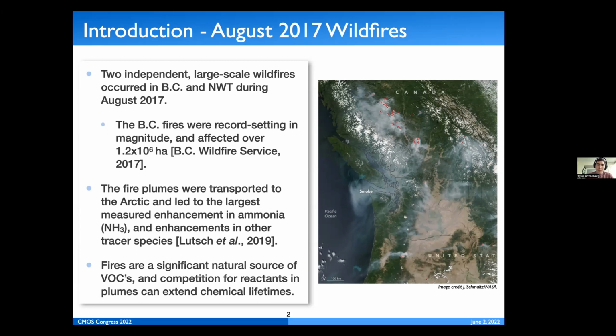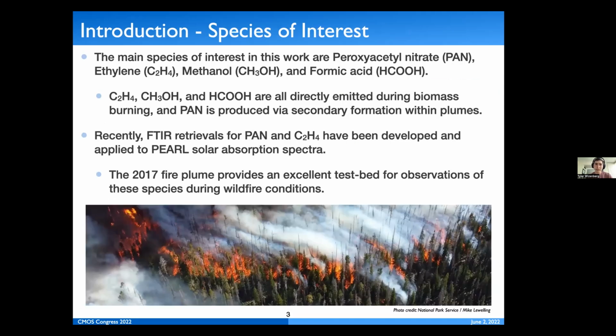So fires are a pretty significant natural source of VOCs, and competition within these smoke plumes for reactants can basically extend their chemical lifetimes, allowing them to be transported over much larger distances than they usually would be able to. So the main species that I look at in this work are peroxyacetyl nitrate, ethylene, methanol, and formic acid. Ethylene, methanol, and formic acid are all directly emitted during biomass burning, and PAN is produced by secondary formation within the smoke plumes themselves.